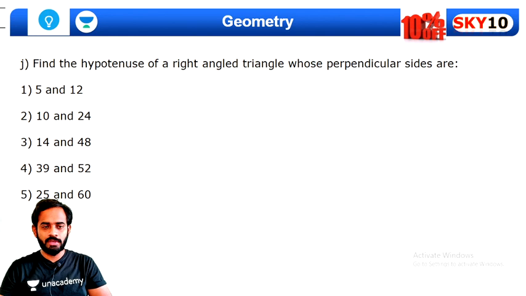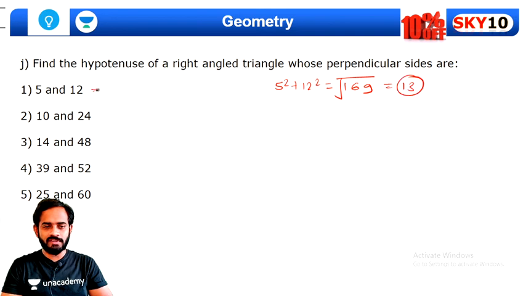Next question. Find the hypotenuse of a right angle triangle whose perpendicular sides are 5 square and 12 square. 5 square plus 12 square comes out to be 169, and take the square root of it, you will get 13. So for the first question, the answer is 13.